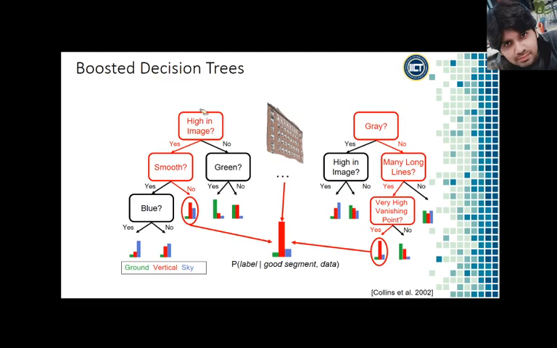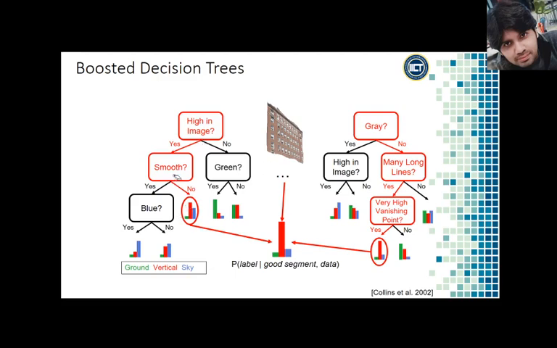Now one example of boosting decision trees is that if you see here the attribute high in an image, if yes it is smooth, if no it is green. For the smooth, if it is yes, this will again ask the question if it is blue. So if the histogram of the blue is higher, yes, then it will just consider sky. If you consider it no, then of course it will just switch to another label.